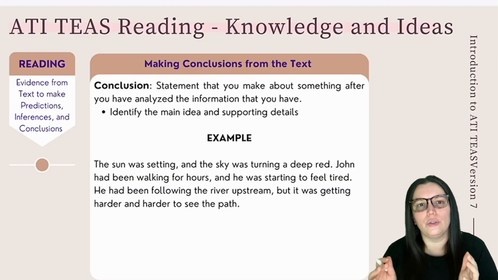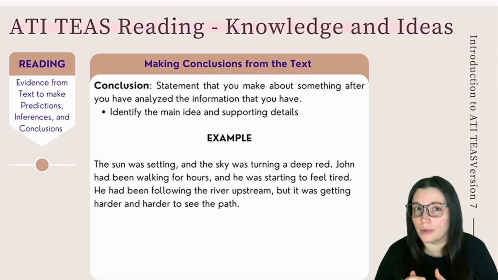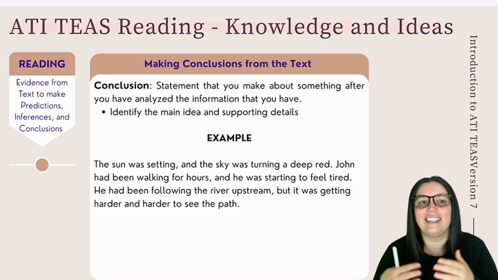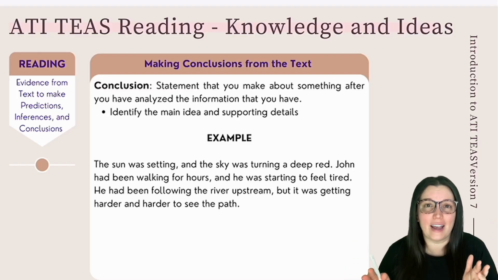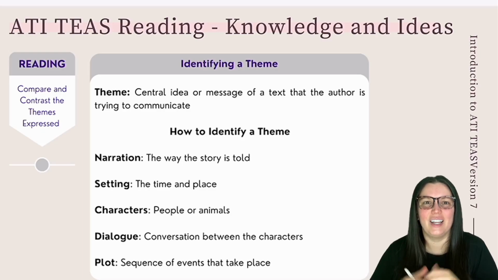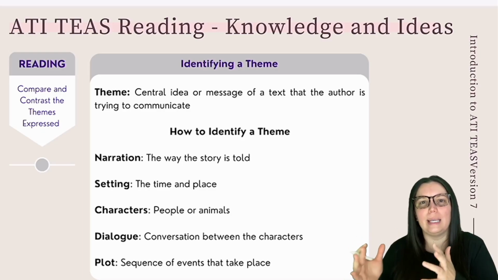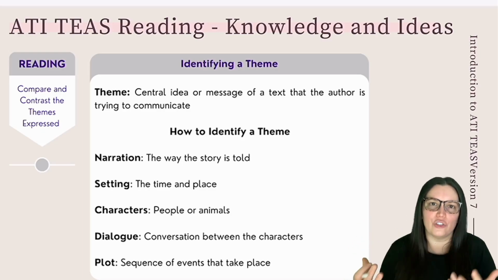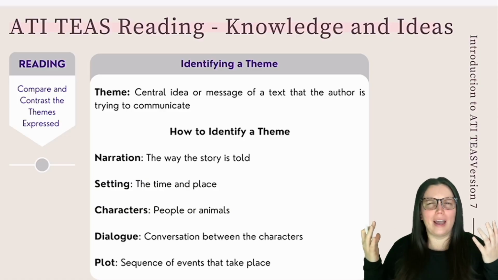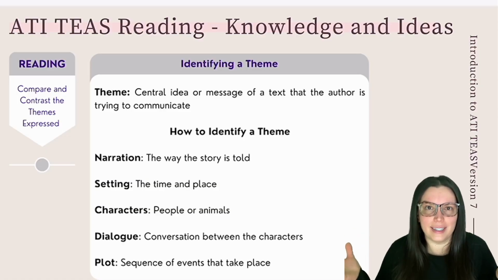You can conclude that John is most likely within a remote area. He has been walking for hours and has not seen any sign of civilization, which means he's likely too far away from any towns or any kind of farms or any kind of cities. So comparing and contrasting themes expressed in text is also an additional thing you will need to know. But you might be asking yourself, how do I identify what the theme of a text is?